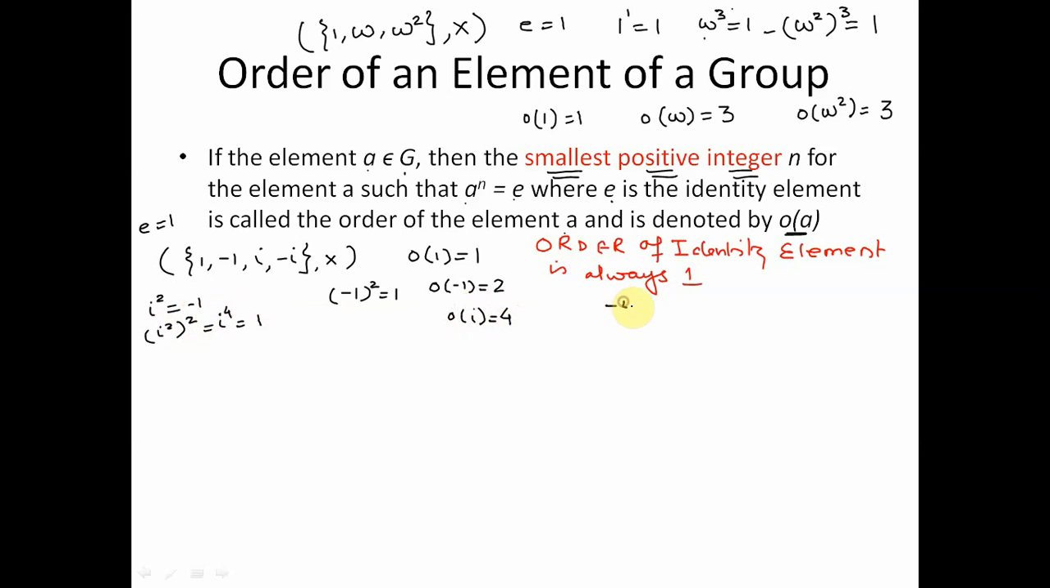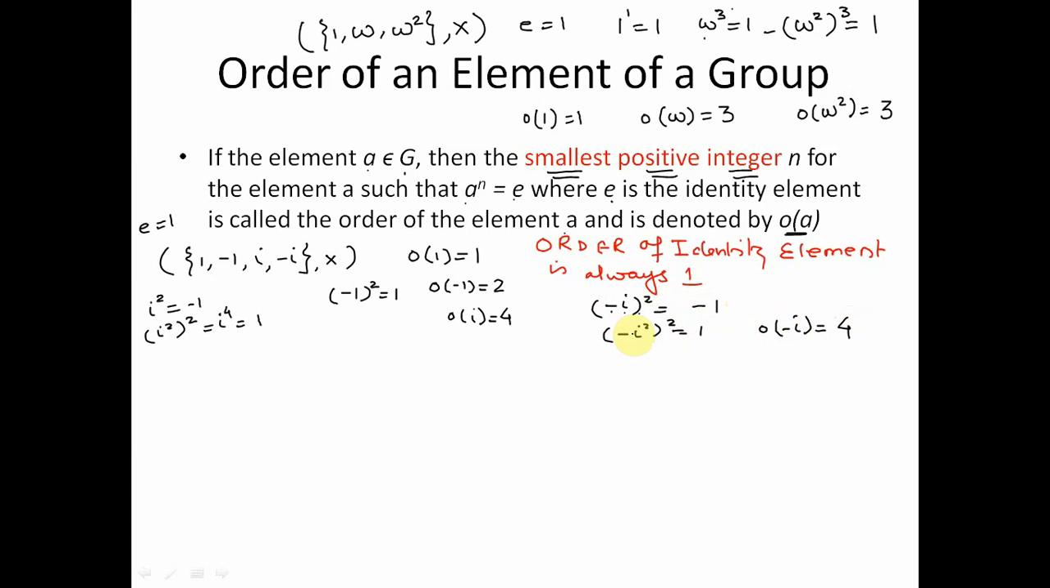Similarly, if I take -i, (-i) squared will be -1. So again, (-i) squared whole squared is equal to 1. So the order of -i is also 4.